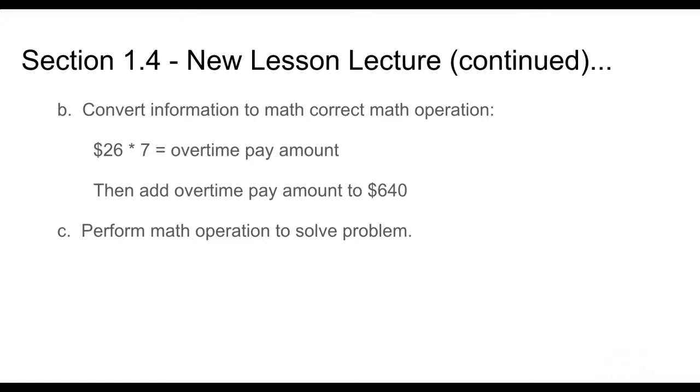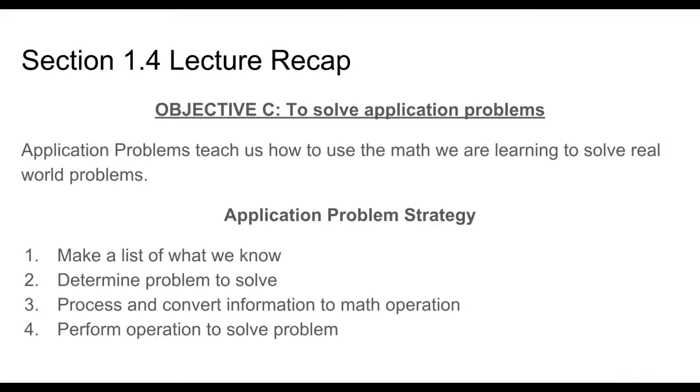And then we had to take that and add that to the press operator's weekly salary amount of $640, perform that math operation to solve the problem, and see that the total pay for the press operator, including overtime, was $822.00. Okay?